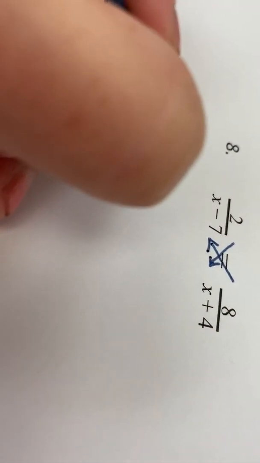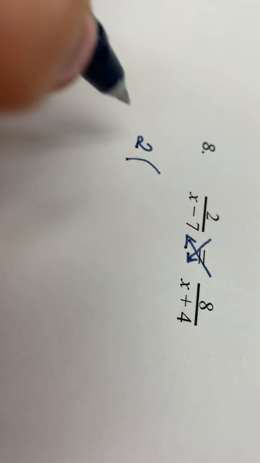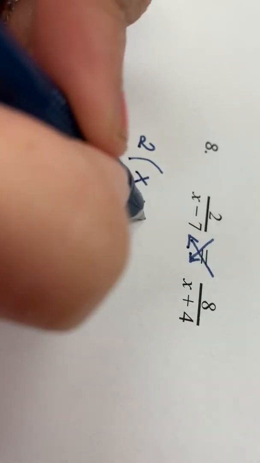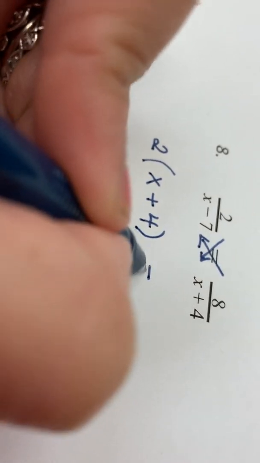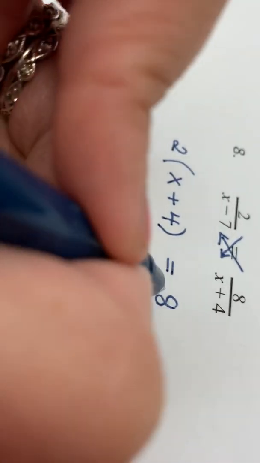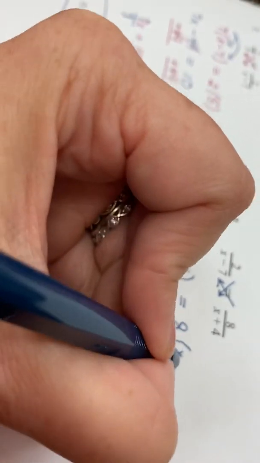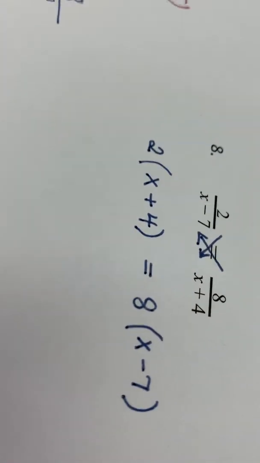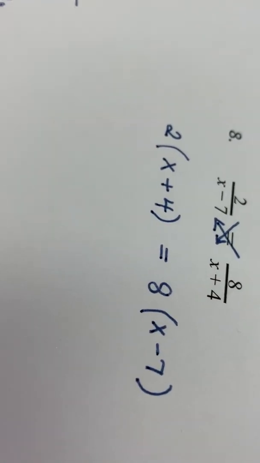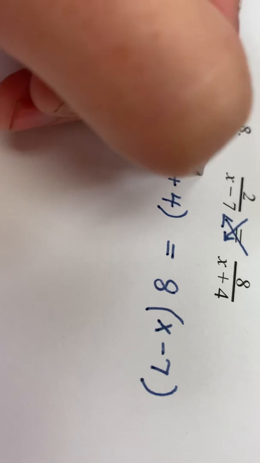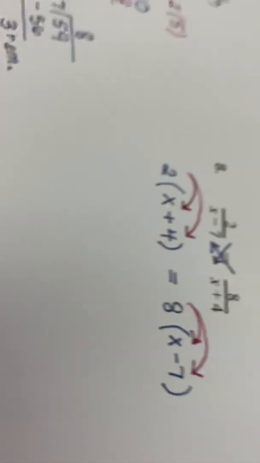All right, let's look at number 8. Again, we're going to cross multiply. So I have 2 times x plus 4 equals 8 times x minus 7. All right, I'm going to distribute. I actually get to do this on both sides this time.